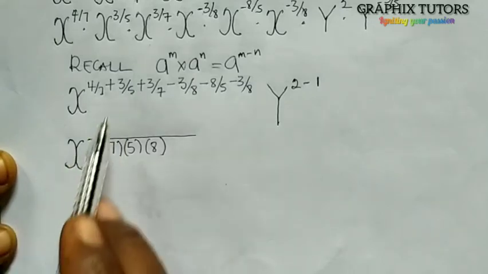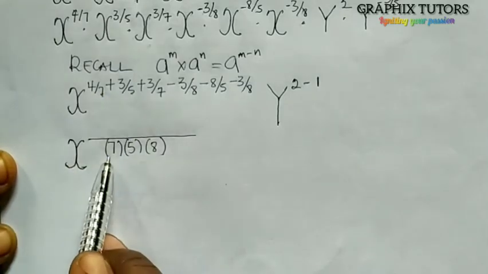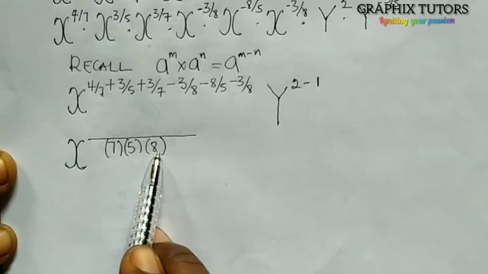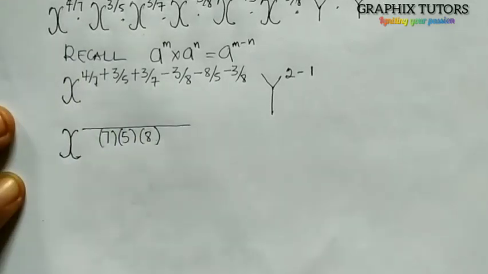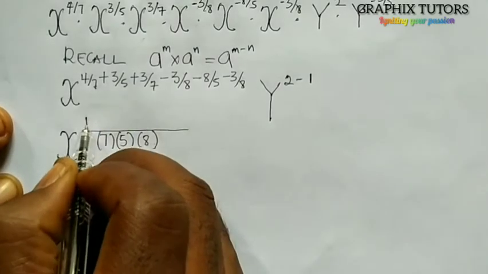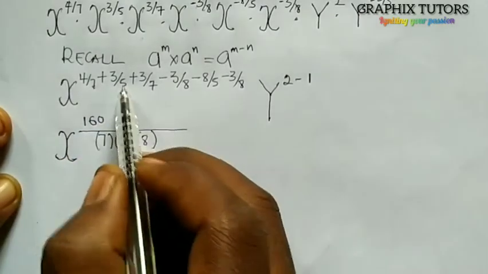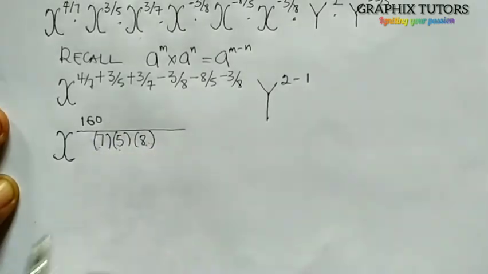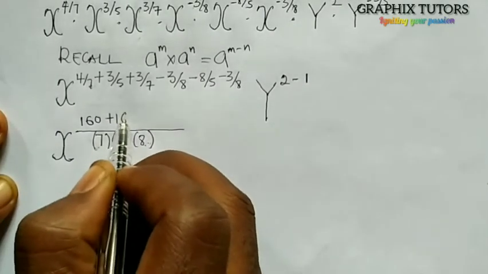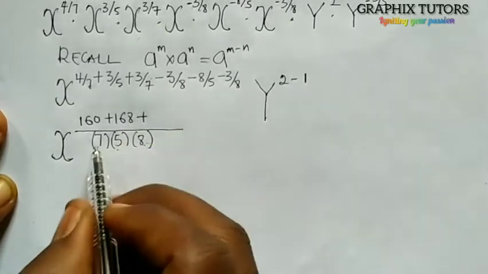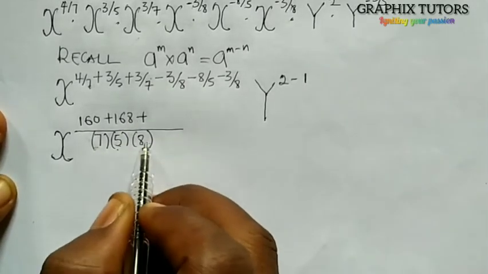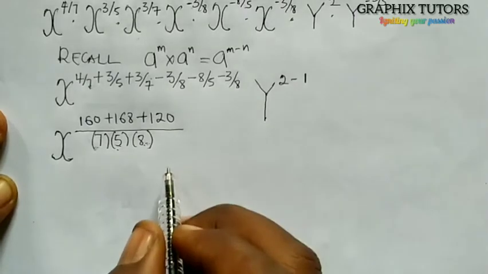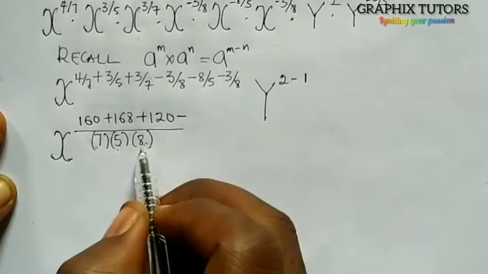Now, as it is this way, 7 in 7 is remaining 5 and 8. So 5 times 8 is 40. Then 40 times 4 will give us 160. So we have 160. The same thing, 5 in 5 is remaining 7 times 8, right? So 7 times 8 times 3 will give us 168. So plus 168, plus 7 in 7 is remaining 5 and 8. So 5 times 8 is 40. 40 times 3 is 120. So plus 120.